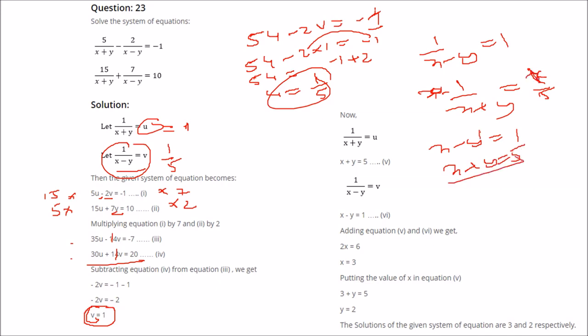Just add them. 2x will be equal to 6, x will be equal to 3. And now put x in any of these equations, you get y equal to 2. So x is 3, y is 2. So this is how we solve it.